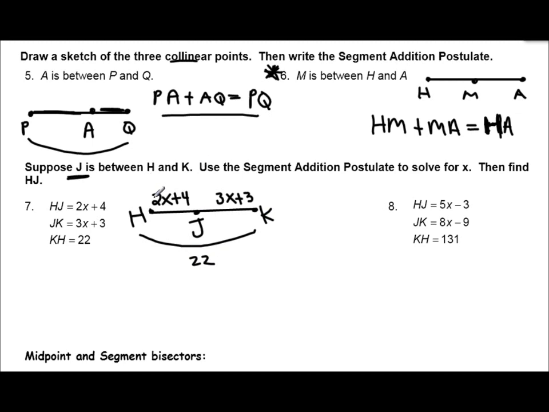Okay, so segment addition postulate we're going to use to solve for x. So segment addition postulate says HJ plus JK equals HK. So I set up the segment addition postulate here, and I would write in what each value is. HJ was 2x plus 4. Plus JK, which is 3x plus 3.